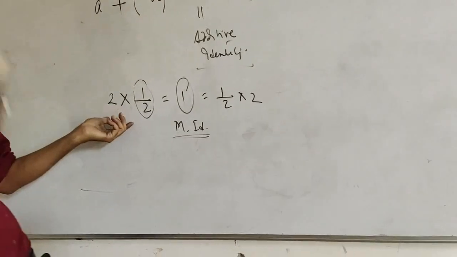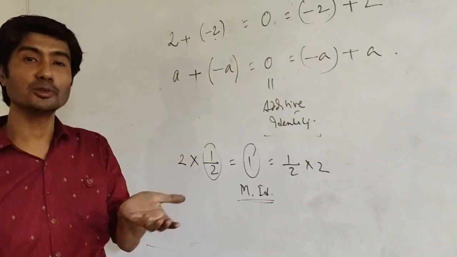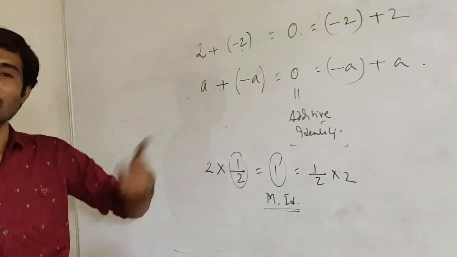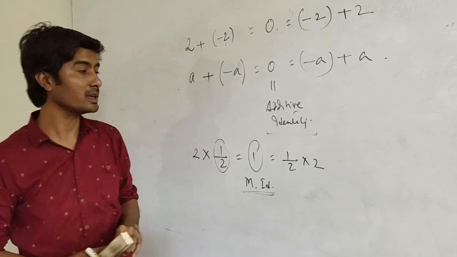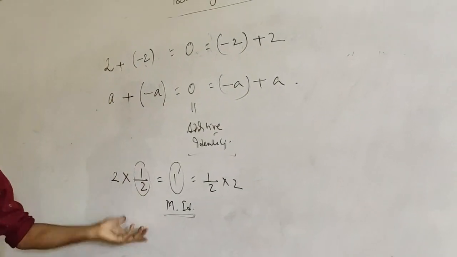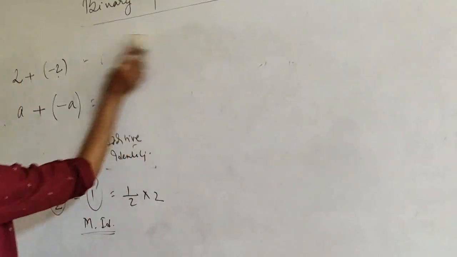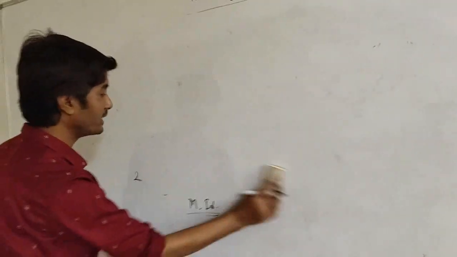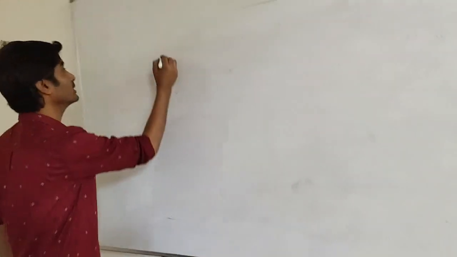If I skip the term multiplication, this will not make sense, because inverse of 2 means with respect to what? If it is addition, then it is minus 2. If it is multiplication, then it is half. Okay? So we already have this idea of inverse. Now let us formally define the inverse of an element with respect to a binary operation. So let us take the definition here.